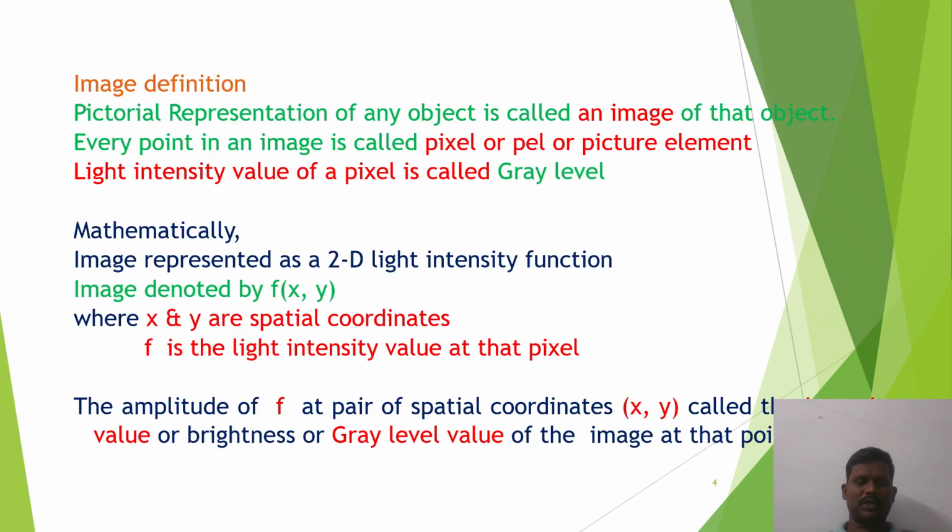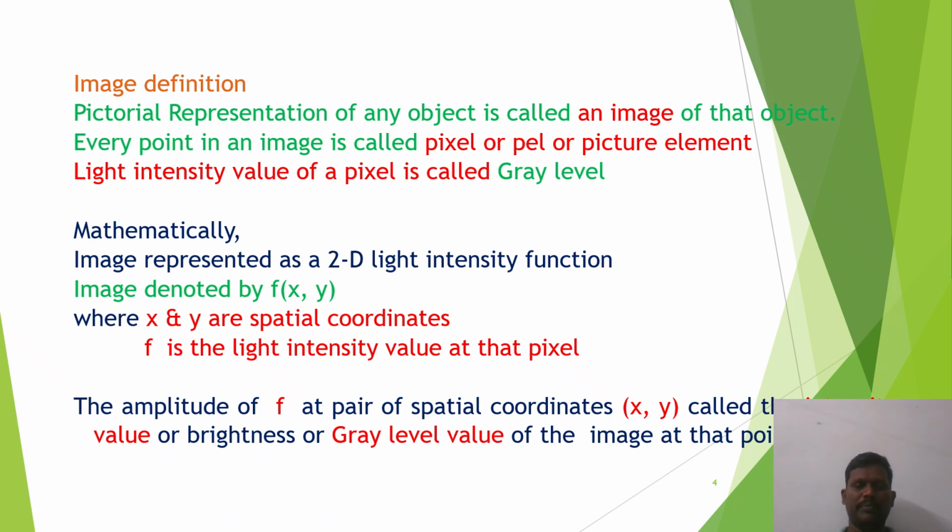Coming to the definition of an image, an image is nothing but the pictorial representation of any object. We call it the image of that object, meaning you are representing any object in the form of an image. In that image, every point is called a pixel, pel, or picture element. These are the words used to represent any point in the image.